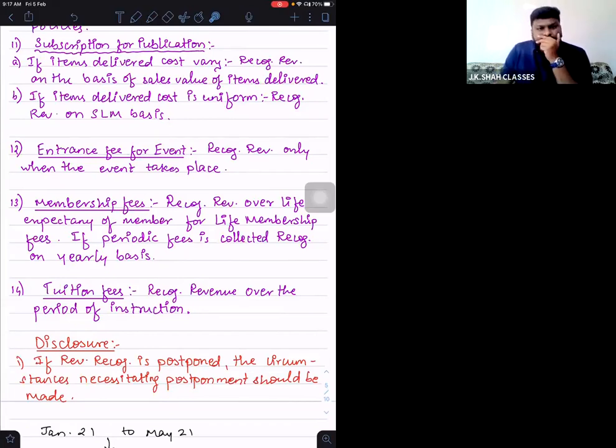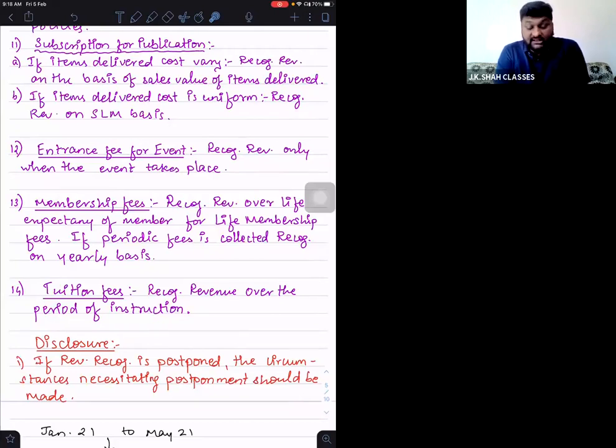Yes, sir. Here the disclosure says that if revenue recognition is postponed, the circumstances necessitating postponement should be disclosed. Now, sir, let's say a customer who defers the payment, we didn't record it. After that, he pays later on. What should be done, sir? Revenue will be recognized, na, sir, because we postponed the revenue because he has not made the payment.